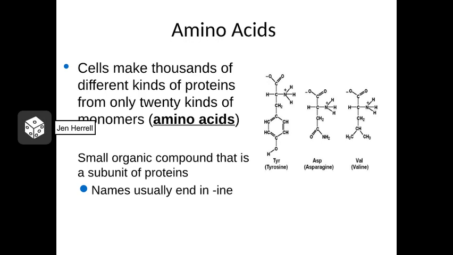Again, the monomers of this group are known as amino acids. There are actually 20 different amino acids that exist. Their names end in "ene." So this, for instance, is tyrosine, this is asparagine, this is valine.